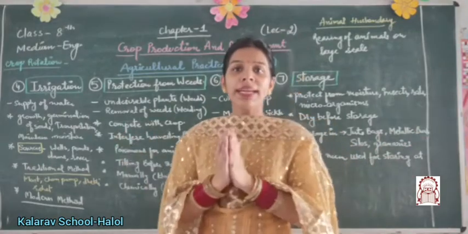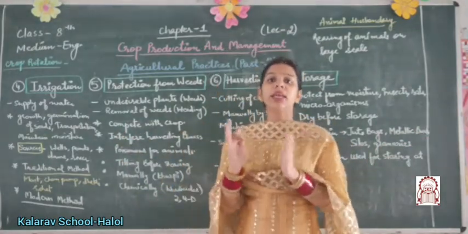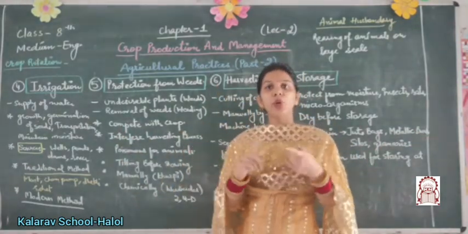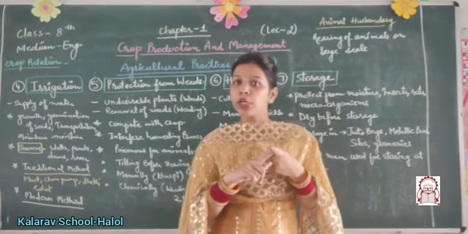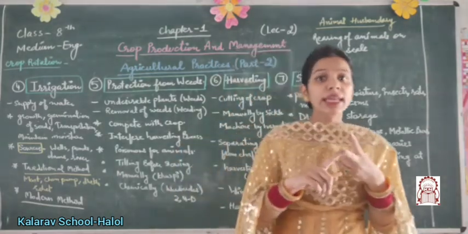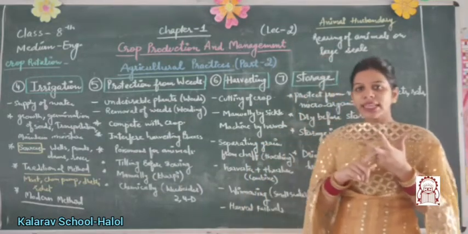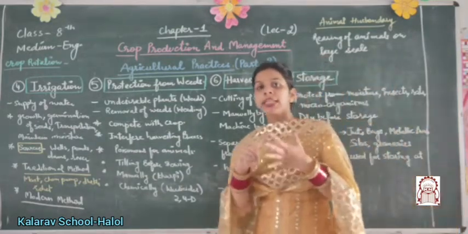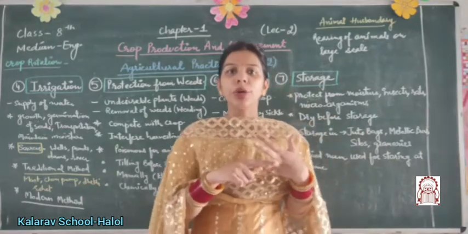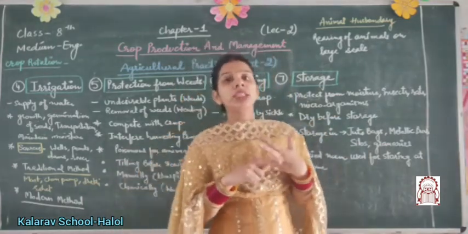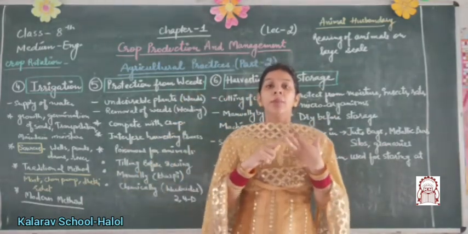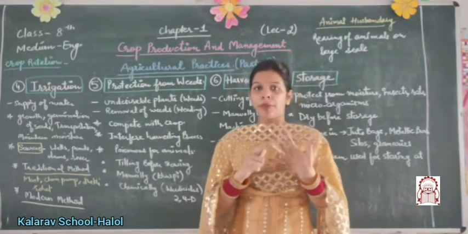So we have completed the 7 agricultural practices: plowing, sowing, adding manure and fertilizer, irrigation, protection from weeds, harvesting and storage. These are the main agricultural practices by which we can produce the crop.